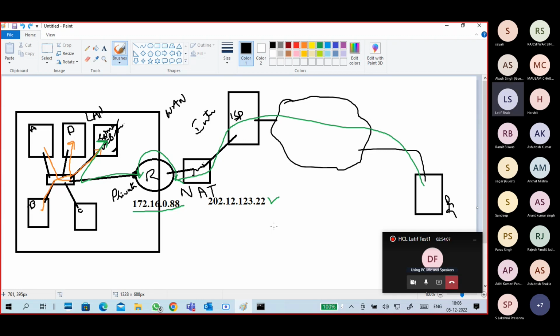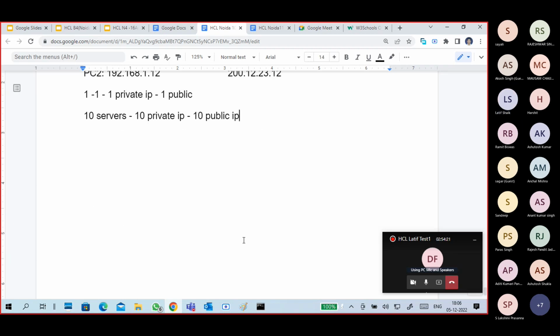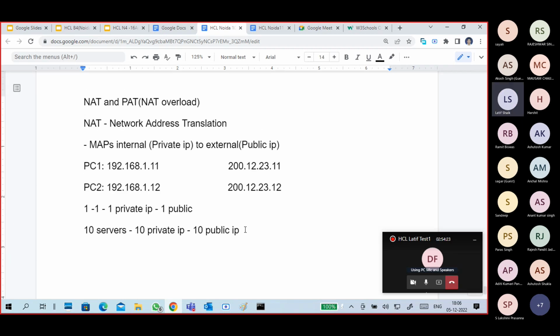Network address translation. But in this NAT, if you have 10 servers, you have 10 private IP addresses, then 10 public IP addresses are required. Right? So that is good for your organization. No problem.